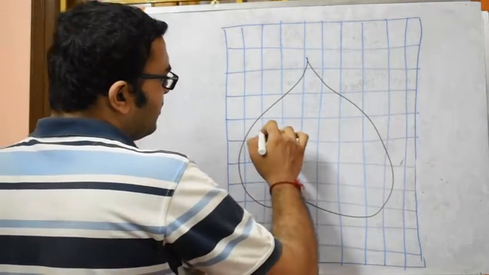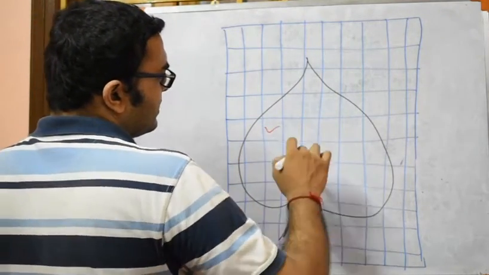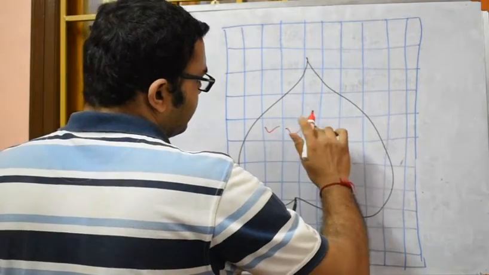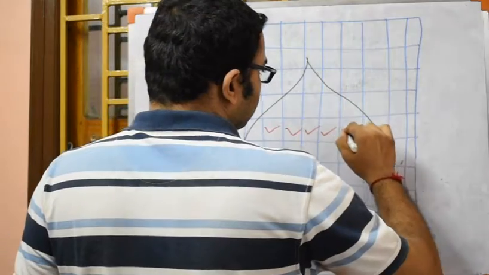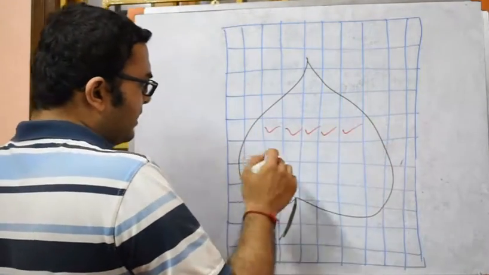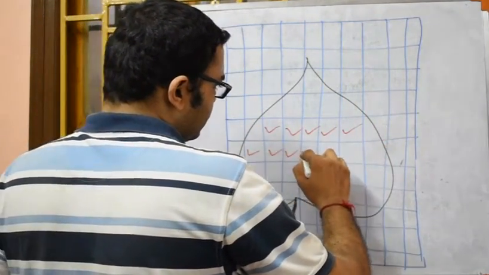this box is totally inside the leaf. This box is totally inside the leaf. This box is totally inside the leaf. This is inside, this is inside. Likewise this.